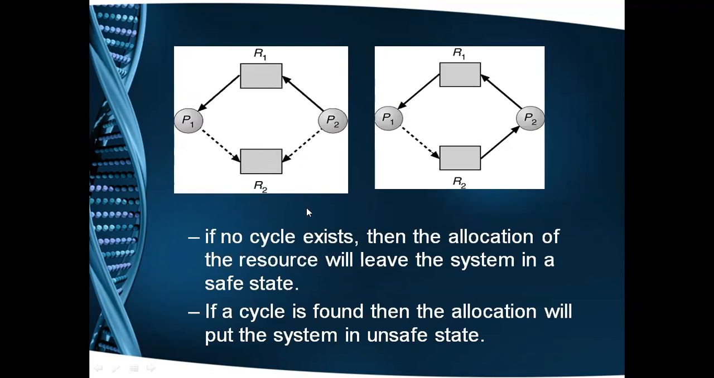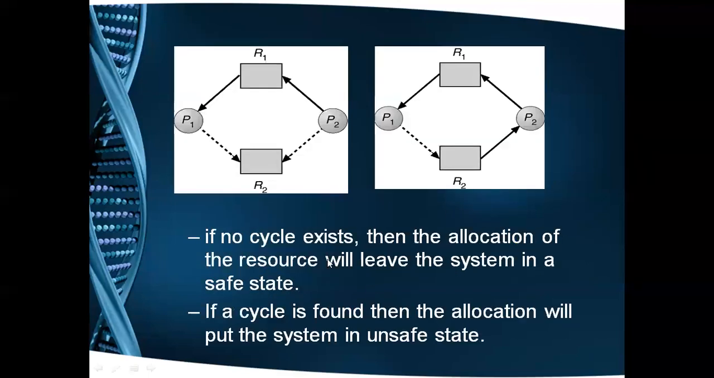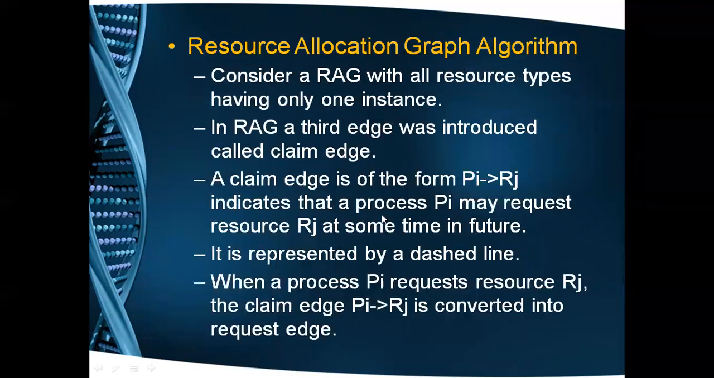Okay, when that particular time comes, the claim edge is converted into a request edge, like this P2 to R1. It is converted into an assignment edge when the resource is allocated to the particular process. Okay. So here, what is the use of this algorithm? The bottom two points. If there is no cycle, then the system is in a safe state. Safe state, what is the meaning? There is no deadlock state. If a cycle is found, the system is in an unsafe state. Unsafe, what is the meaning? There is a chance of a deadlock. That's the conclusion from this RAG algorithm.